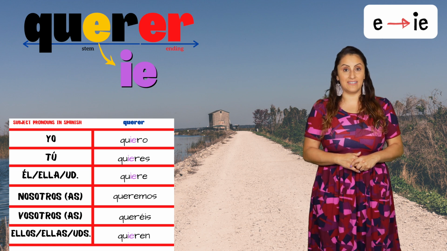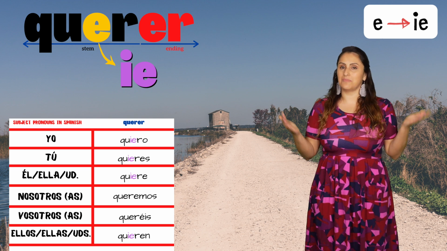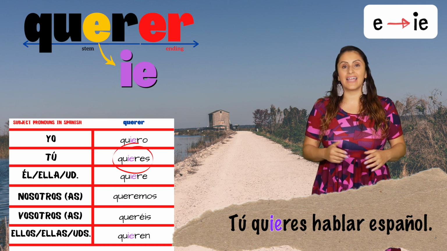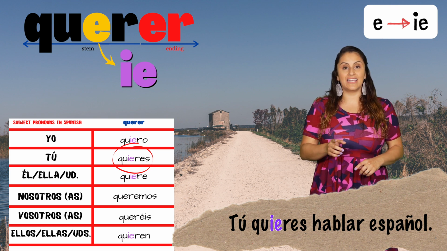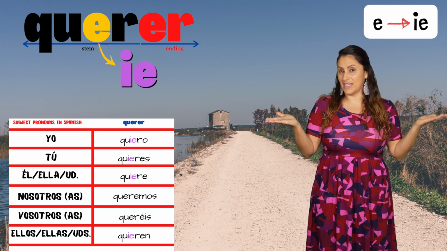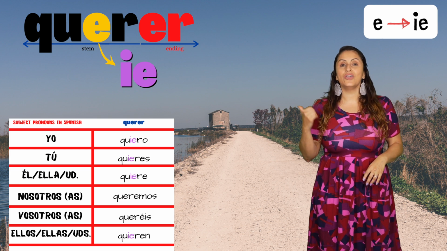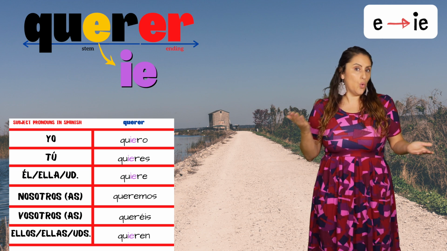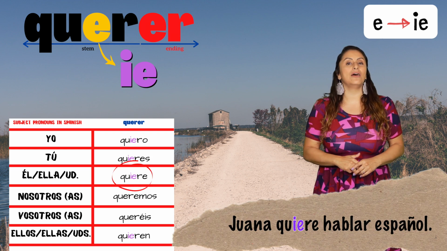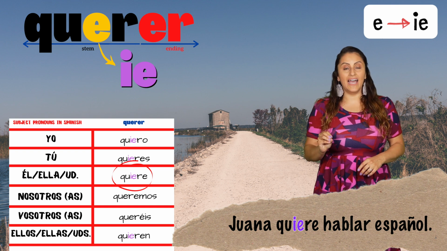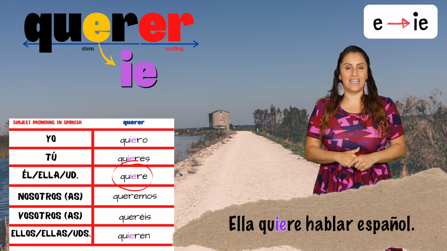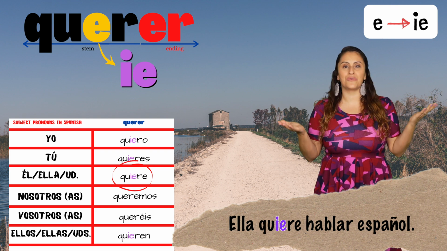Let's say that we want to say, you want to speak Spanish. We would say, tú quieres hablar español. Now, let's talk about Juana. Juana is a she. So we want to say, she wants to speak Spanish. We could say, Juana quiere hablar español. Or ella quiere hablar español, if we already know we're talking about Juana.